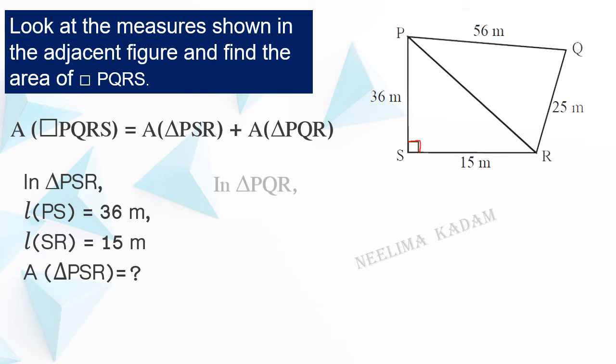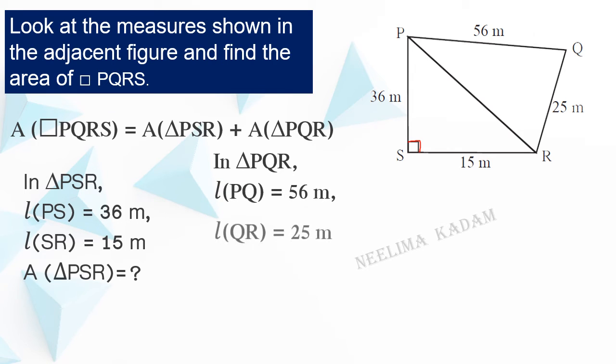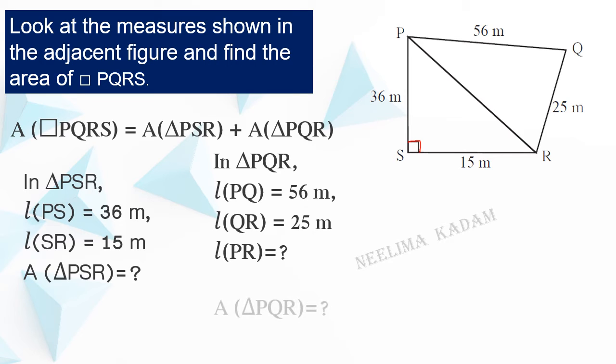Now coming to triangle PQR. What is given? PQ is 56 meter. QR is 25 meter. Now here height is not given. Similarly, the third side is not given. So we want to find the length PR. So PR is equal to how much? And the area of triangle PQR. So for finding the area of triangle PQR, we have to use Heron's formula.